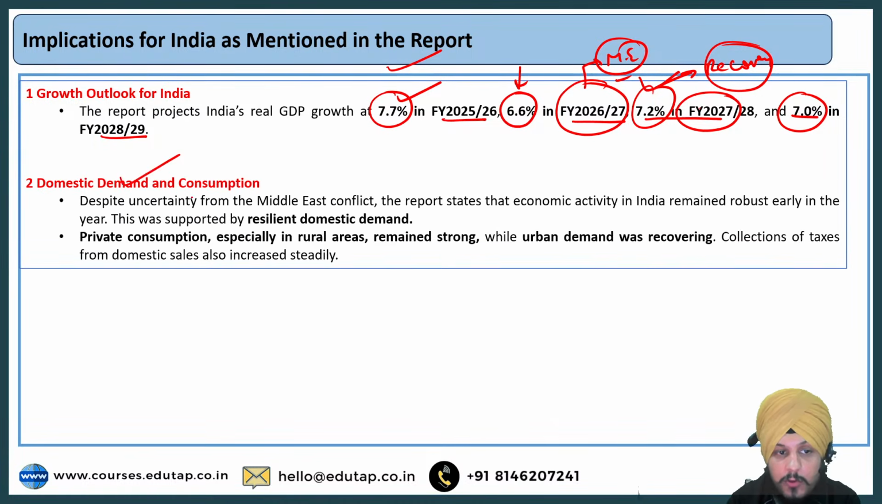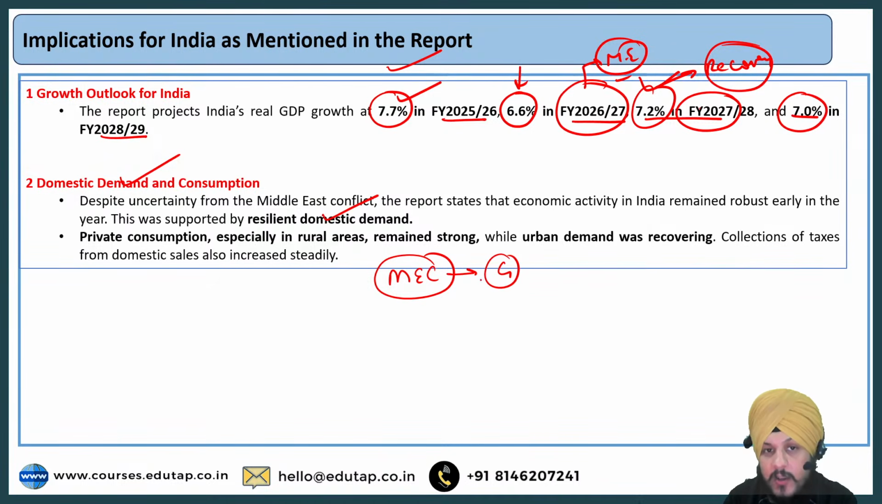Secondly, it talks about domestic demand and consumption too. So over here it says that despite uncertainty from the Middle East conflict, the economic activity in India has remained robust early in the year, and this was supported by resilient domestic demand. So it says that even if there was a lot of Middle East conflict and a lot of global uncertainty, despite that, India is showing a good amount of resilience. And why was the resilience there? It was because of the high domestic demand that was there, right?